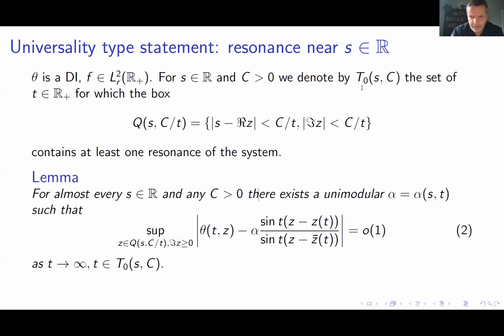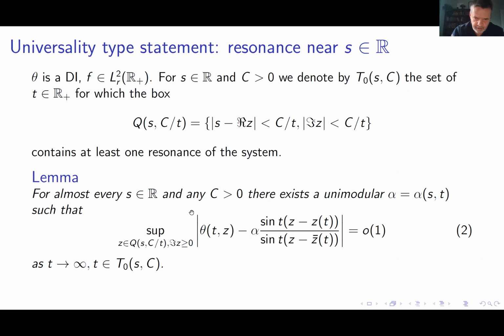And let's denote by T_0(s, c) the set of all t for which this box contains at least one zero of theta, at least one resonance, at the moment t. So this is the set of bad moments in time at which this box contains at least one resonance. And the quick lemma, which reminds you of some universality type results.